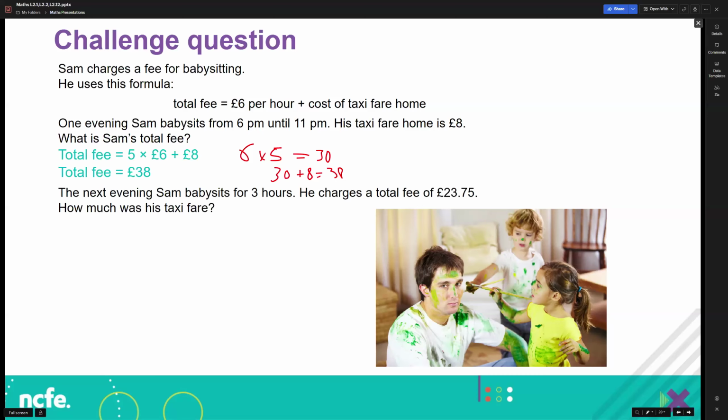So the next evening, Sam babysits for 3 hours, charges a total fee of £23.75. How much was his taxi fare? 3 times 6, which is 18. So then you do 23.75 minus 18, which you get 5.75, right? So 3 hours times by £6 per hour, 18 quid, charges a total fee of 23.75, so you just subtract this. Yeah, absolutely.